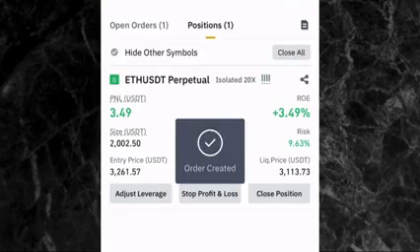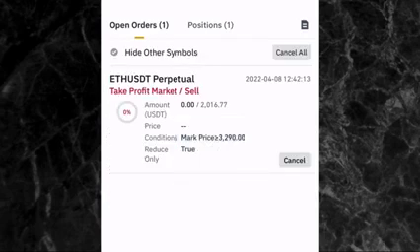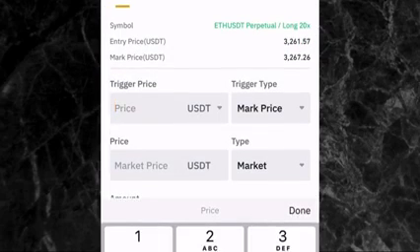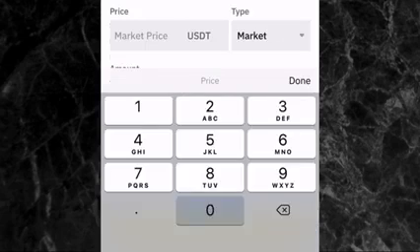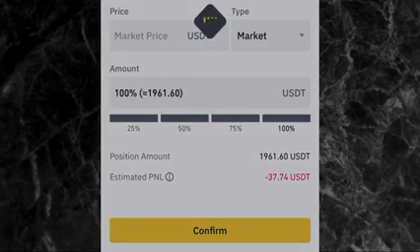Now that take profit, you will see it under open order. Now, if you also want to set your stop loss, let's go back and set our stop loss. You can set your stop loss to be at, let's say, $3,200. Now, this means that if the price should go down to $3,200, you can see at the bottom side, you are going to be losing $37. So you just tap on confirm.